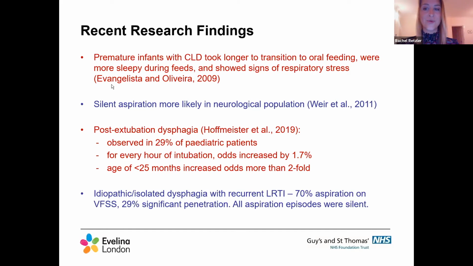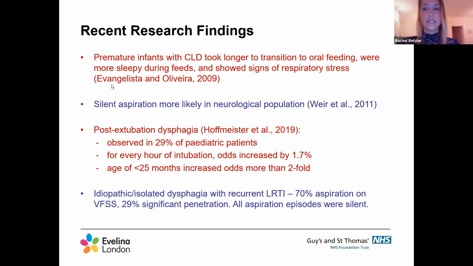29% of these children had a normal clinical feeding assessment. So keep in mind, no signs of aspiration or difficulty. However, all of these children, 17 in total, had an abnormal video fluoroscopy. So that's 70% of these kids who were having aspiration, and 29% were having significant penetration events.